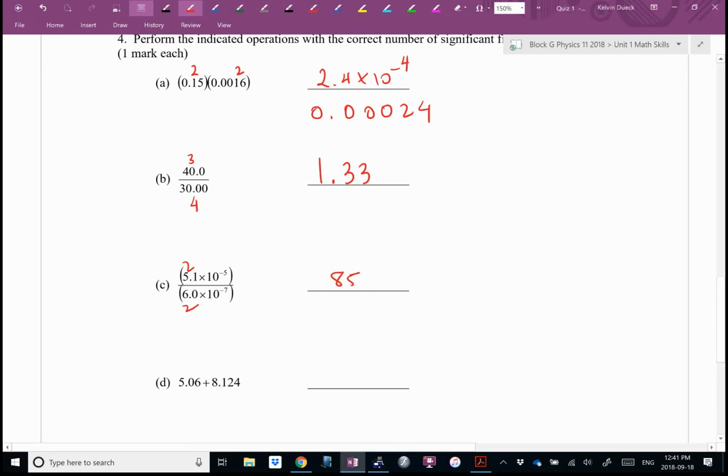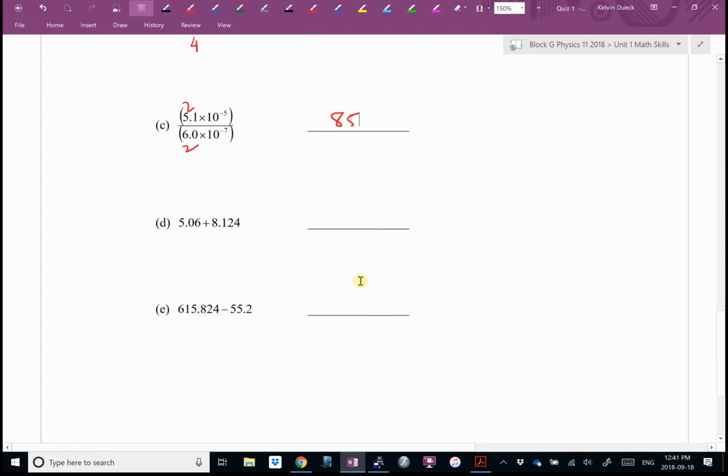Did anybody write that in scientific notation? Really? You wrote this one in scientific notation, but you didn't write this one in scientific notation? 8.5 times 10 to the 1? I'll give you credit for that. But you did extra work. You were back with us now? Attention span and all? Okay.